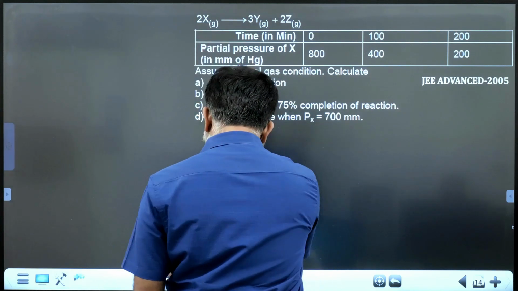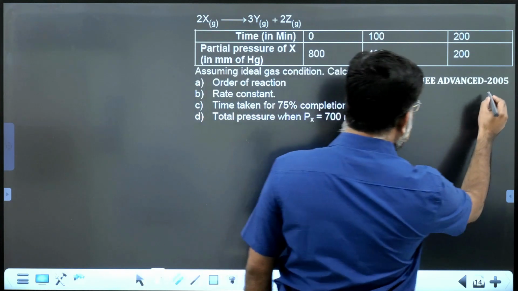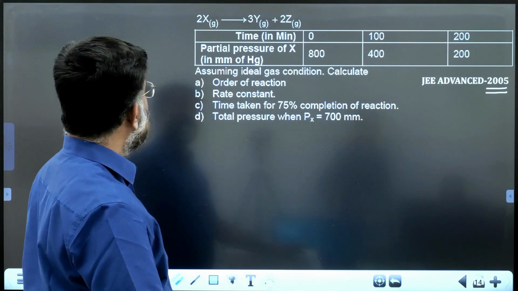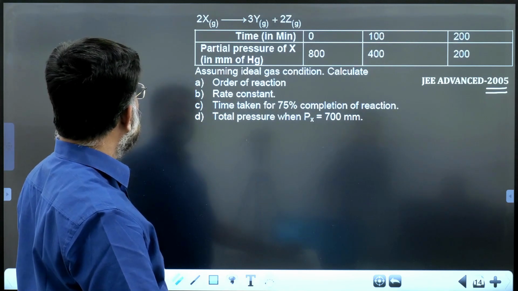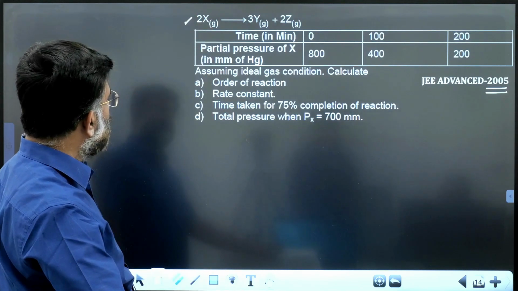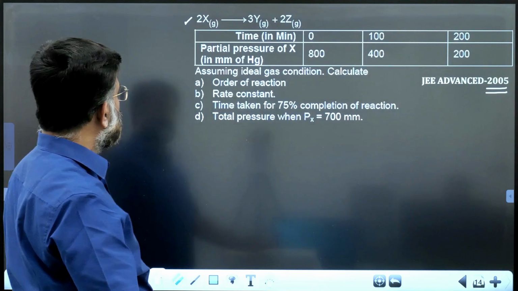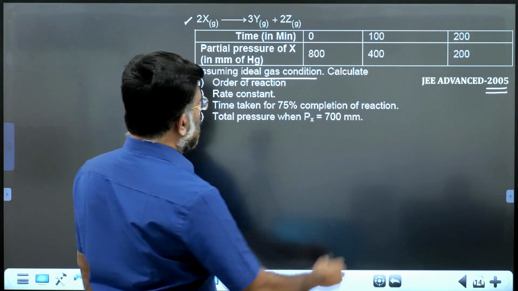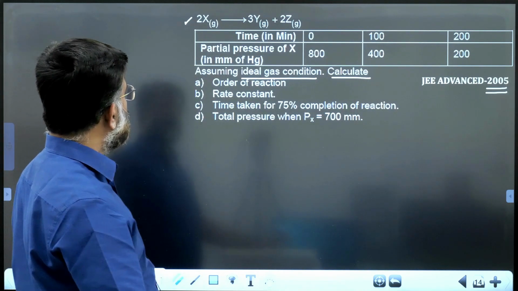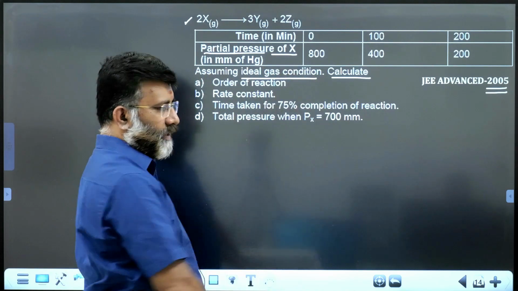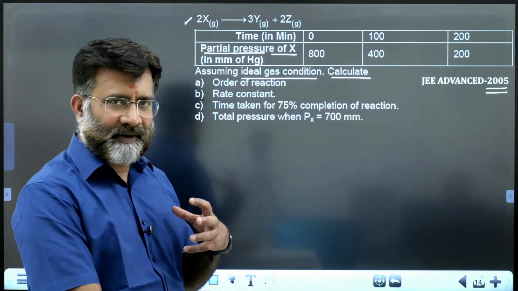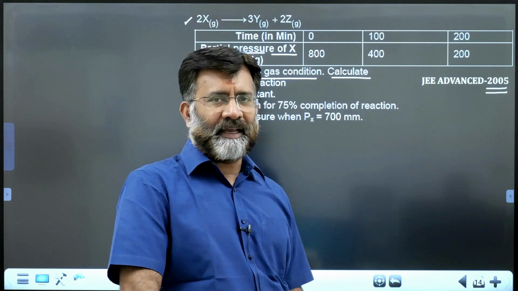Oh, it's an old one. A question from the 2005 exam. It seems a subjective type question. We are given a stoichiometry 2X gas giving 3Y gas plus 2Z gas. Assuming ideal gas condition, we have to calculate certain data given, time versus partial pressure of X. Partial pressure of X can be taken as the reference of concentration. Amount of substance concentration can be referred to as partial pressure for gases, all of you know.